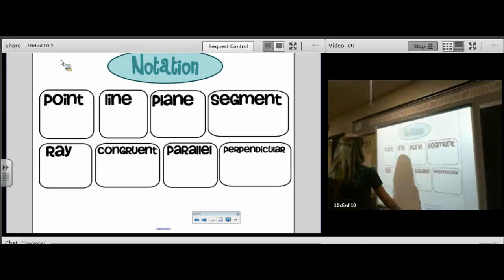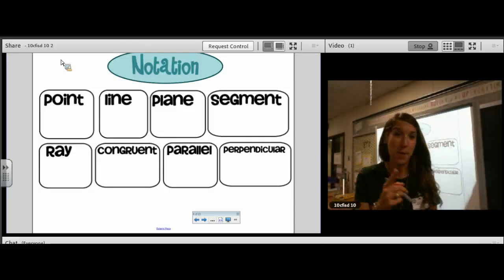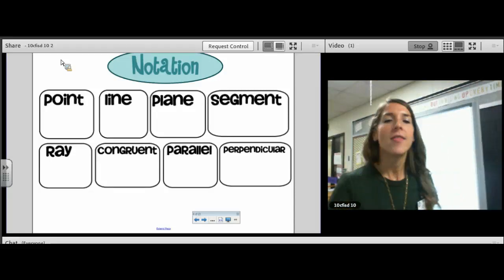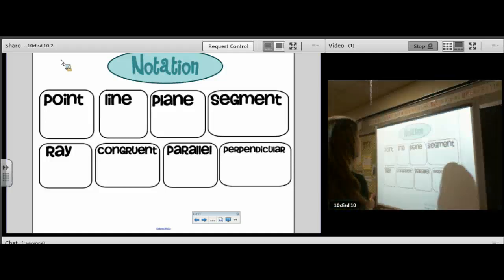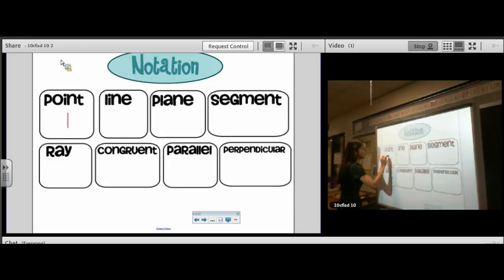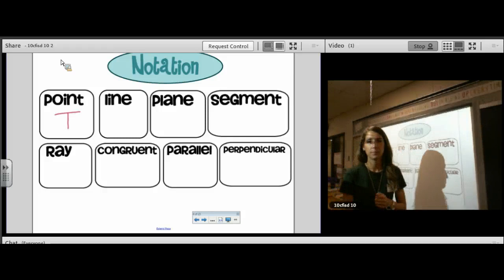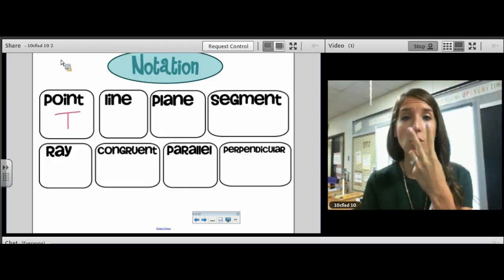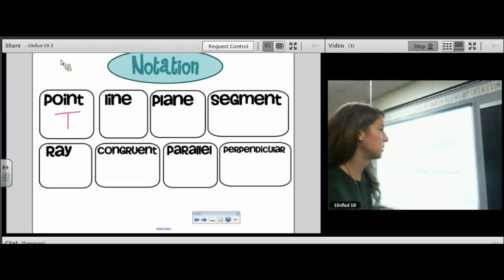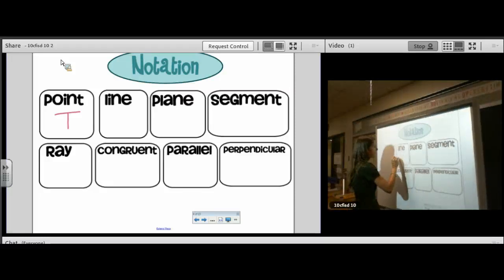How do you write a point? Well, it says on your vocab sheet that you should have looked at last night that a point is named with a capital letter. So I'm going to pick a capital letter. I'm going to pick T for Tanton. That's how you name a point. How do you name a line? You name a line with 2 capital letters with a line on top. So here's how you name a line.